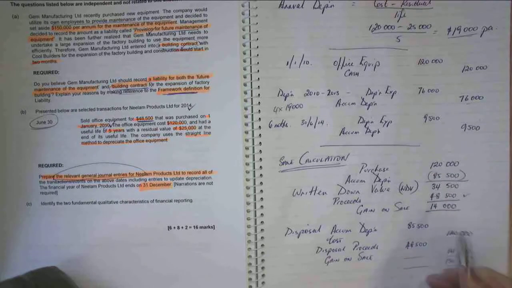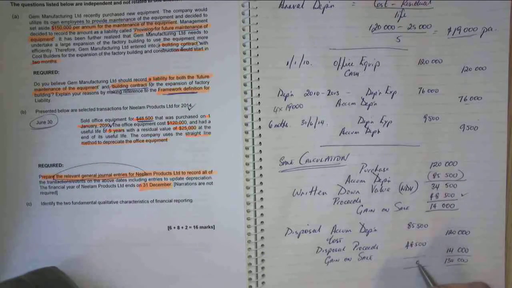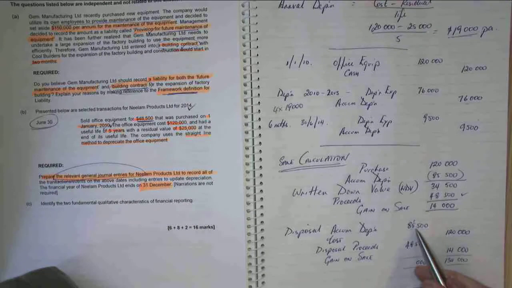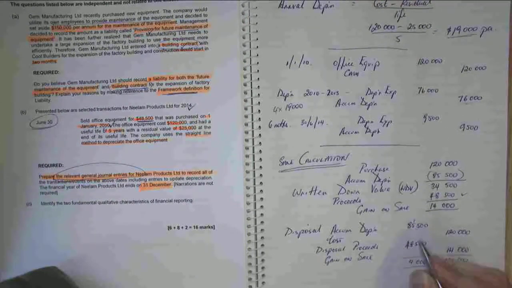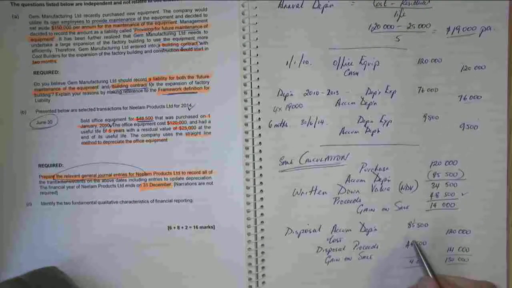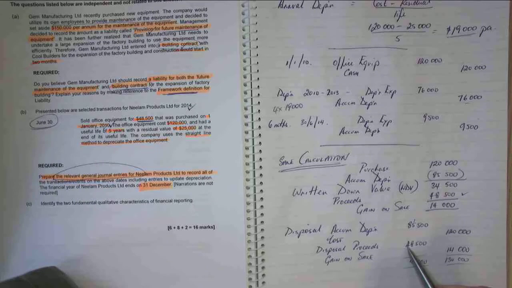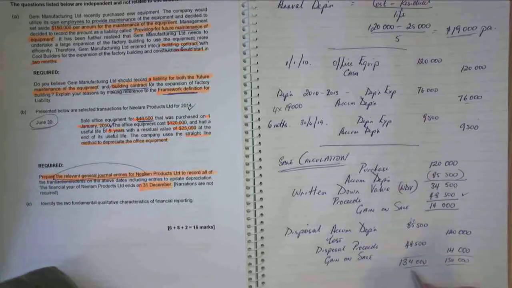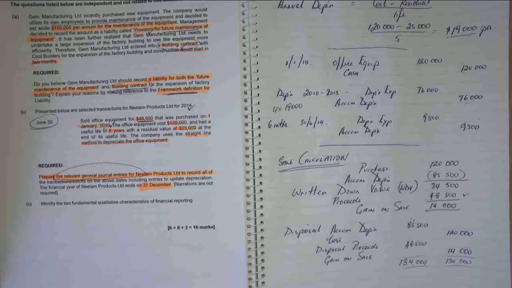You don't have to do this last bit. 5 and 5 is zeros. What do we got? We've got 9 and 5 is 4. And 9, 13. So you know your journal balances.